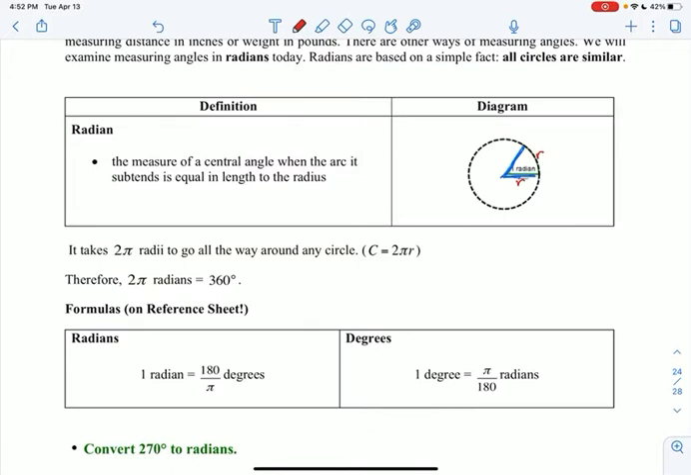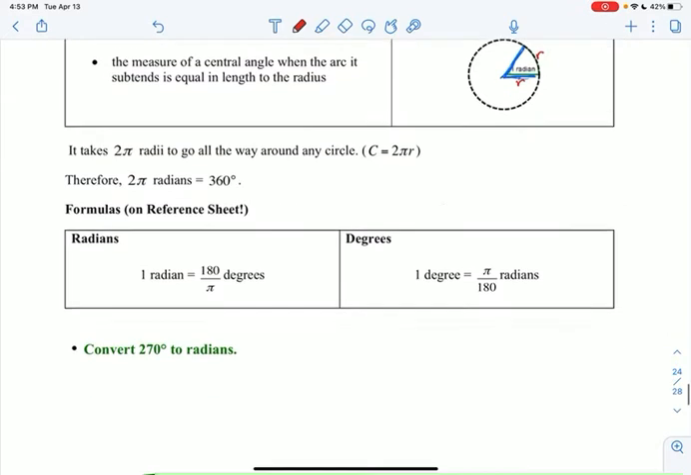But it takes 2 pi radii to go all the way around any circle. That's why the circumference of a circle is 2 pi r. Therefore, 2 pi radians is equal to 360 degrees, right? In degrees, to go around a circle is 360 degrees. The circumference is 2 pi r, so it takes 2 pi radians to go all the way around.